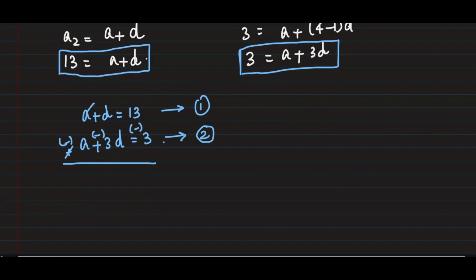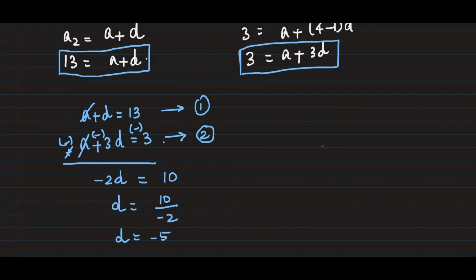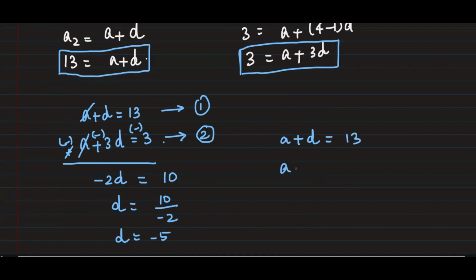So A and A will get cancelled. Okay. d minus 3d will become minus 2d, which is equal to 13 minus 3, which will become 10. So the value of d is equal to 10 over negative 2. So the value of d will be negative 5. Right? Now we can substitute negative 5 in any of the two equations to get the value of A. Let's take the first equation now. So A plus d is equal to 13, and we have got d as negative 5. So A minus 5 is equal to 13. Okay. Now A is equal to 13 plus 5. So the A value is equal to 18.